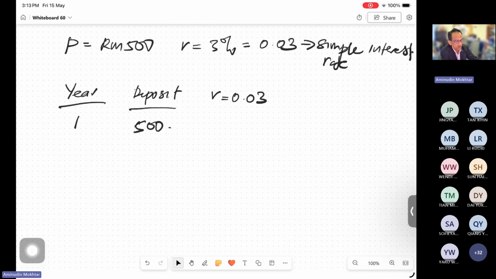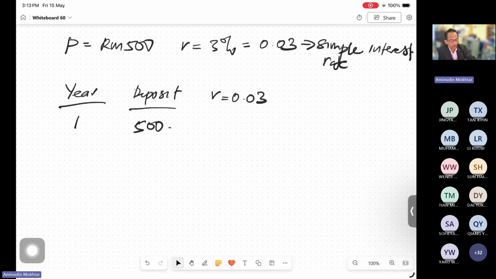Normally the interest rate is calculated every end of year, maybe end of year 1, end of year 2, and so on. So assume that you save your money, you deposit your saving in a saving account in a bank. Anda simpan wang sebanyak 500 pada awal tahun pertama.